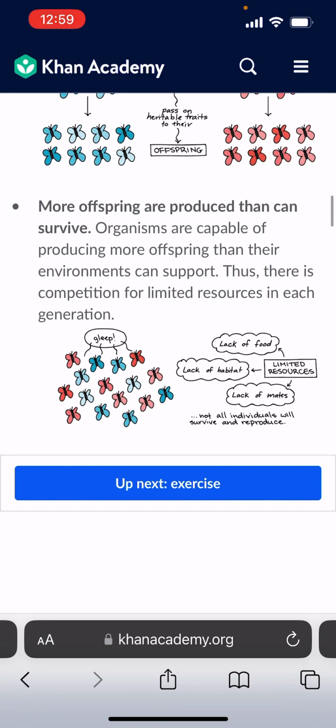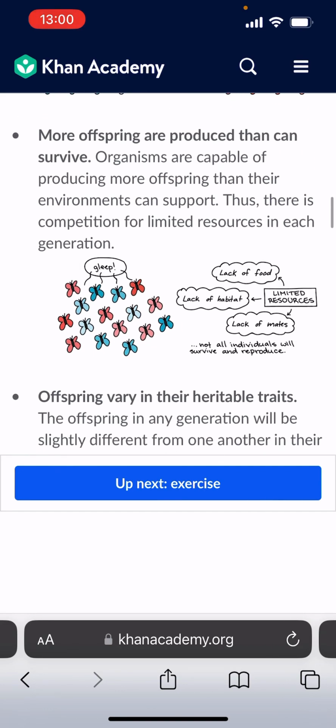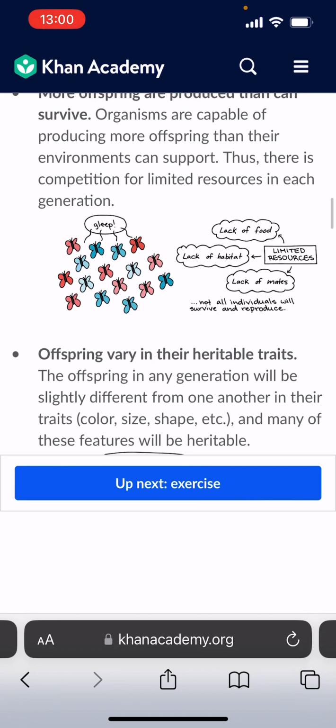More offspring are produced than can survive. Organisms are capable of producing more offspring than their environment can support. Thus, there is competition for limited resources in each generation. Limited resources here refers to a lack of food, habitat, and mates. Not all individuals will survive and reproduce, so just a few of them will survive.